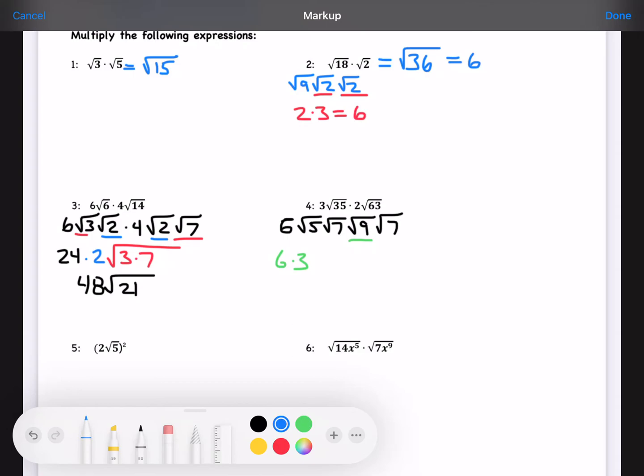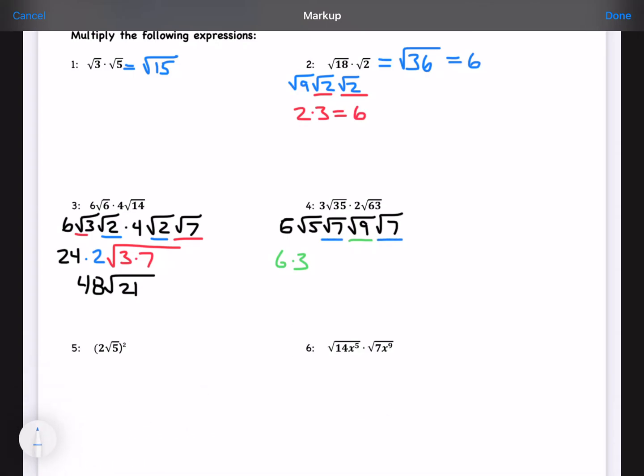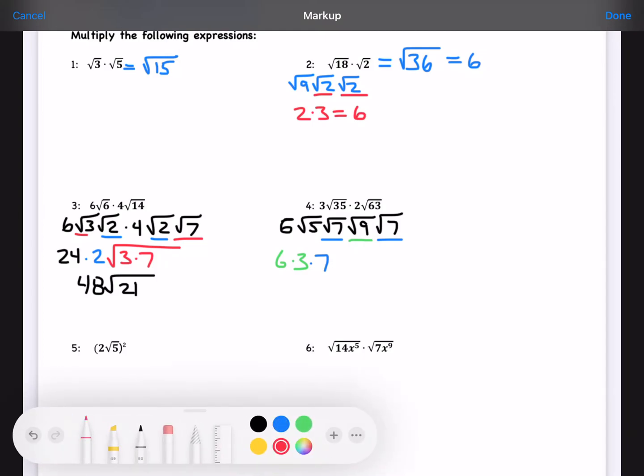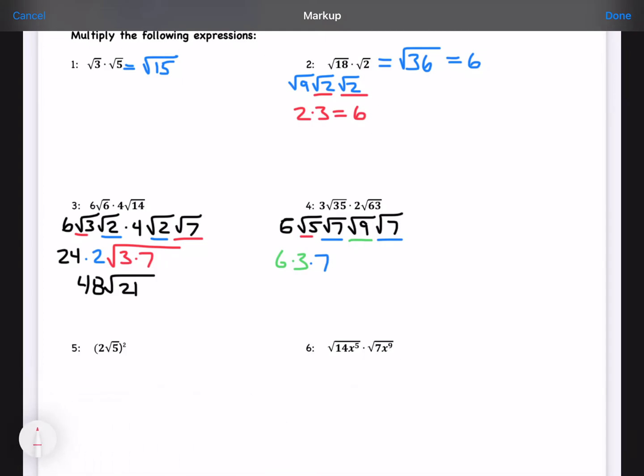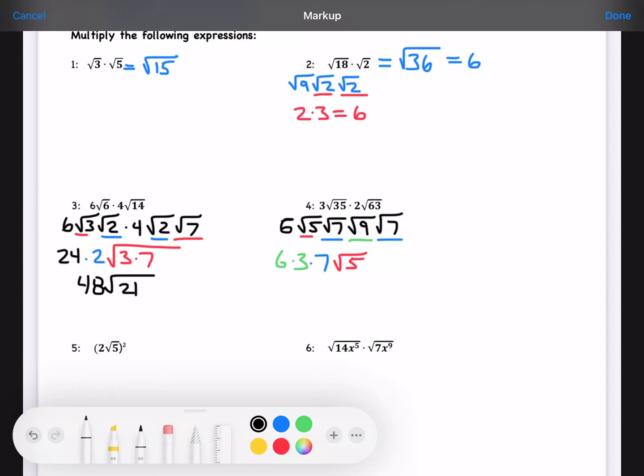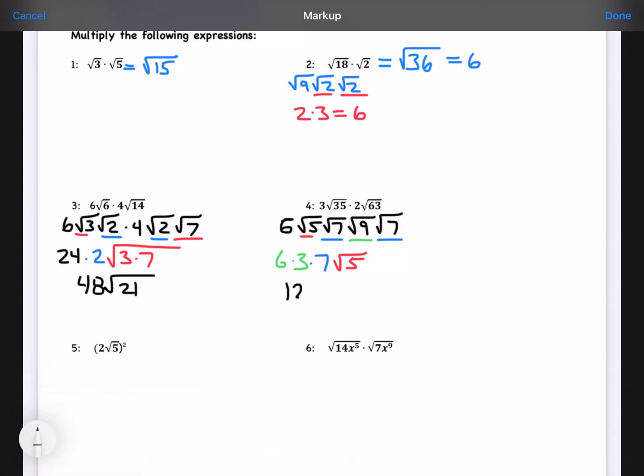And then I have 2 of the square roots of 7. So if I have 2 of them, I can take it out. So then I have times 7. And then the last thing I have to use is the square root of 5, which I'm just going to leave as the square root of 5. So 6 times 3 times 7. So that's 6 times 7, 42, times 3 is 126, times the square root of 5 is my final answer.